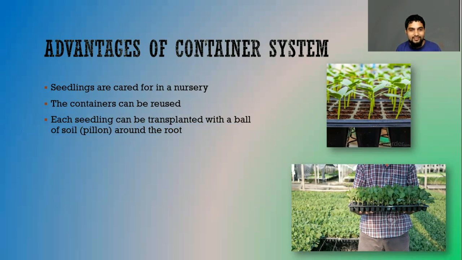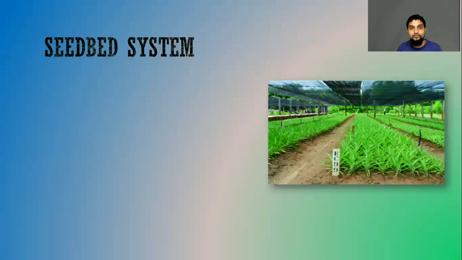Each seedling can be transplanted with a ball of soil around the root. So when you remove the seedling, a ball of soil is also removed with it, and that's a better way of transplanting. If you just remove the plant and you only have the root, then it is not so easy for the plant to survive after you transplant it. Seedlings can be well rooted into the potting medium that you're using, and those are the advantages.